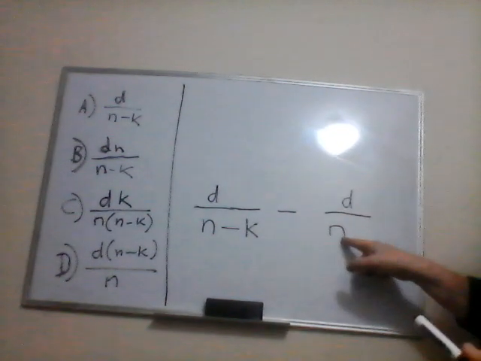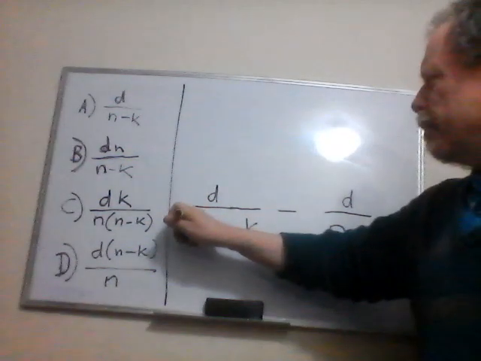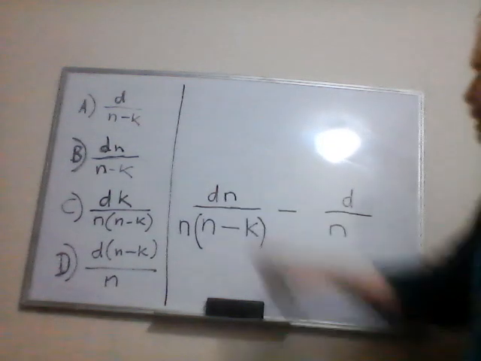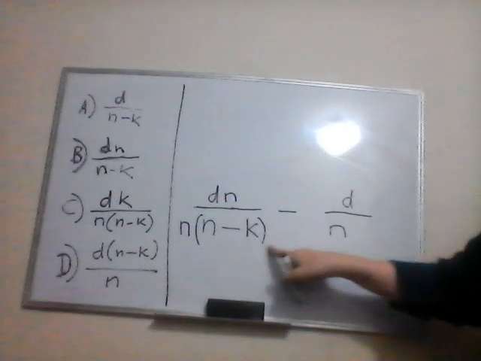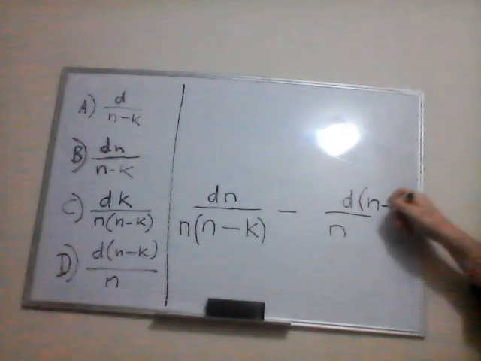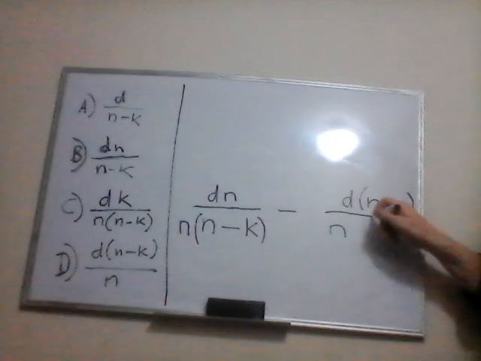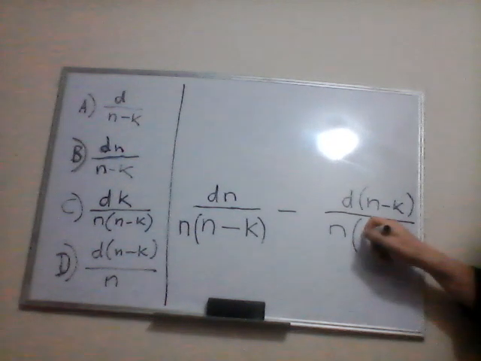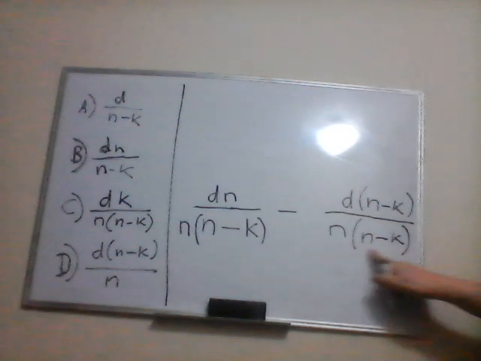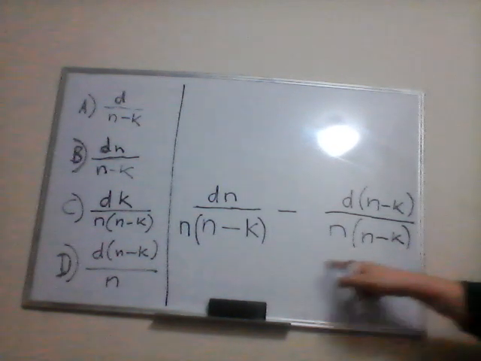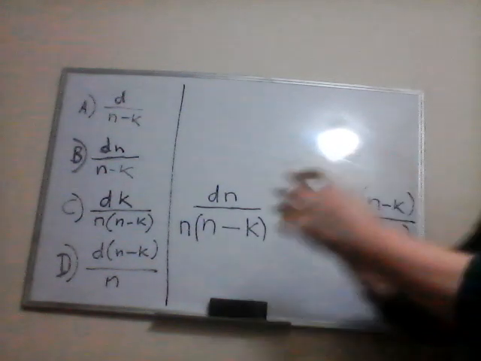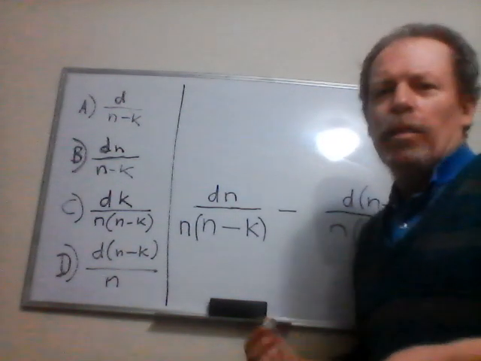Okay? So I'll take this n first. It's easier. It's going to be n times n minus k, and this is going to be dn. This is going to become d times n minus k, okay, over n times n minus k. You say, but that doesn't simplify it. No, it doesn't simplify these fractions. It makes them worse.